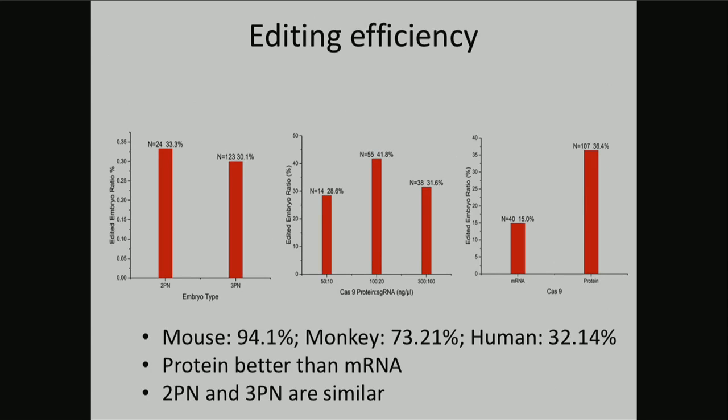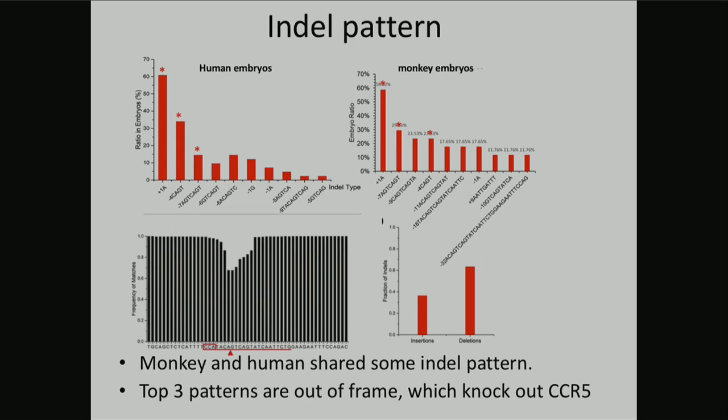And Cas9 protein is better than mRNA. 2PN and 3PN are not very different in efficiency. Then for the indel patterns, we saw that the monkey and the human share some patterns. The most common is just a one-base insertion, and there is also a one-base insertion here. Because in mouse and monkey we use the exact same guide RNA targeting the same place, the patterns are similar. The top 3 patterns are out-of-frame, which is good for knockout of CCR5.